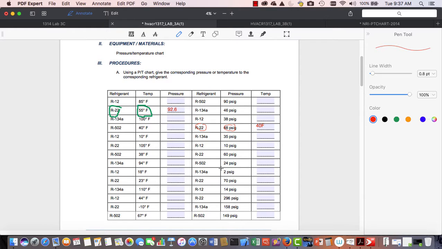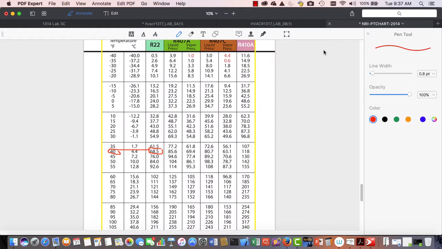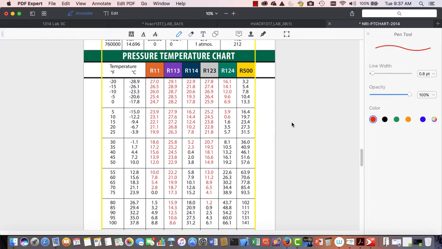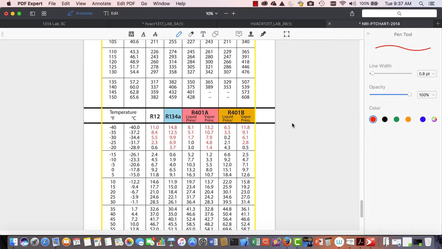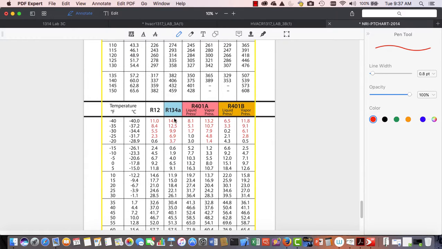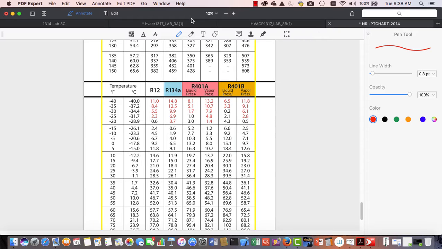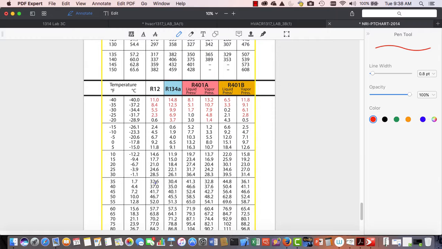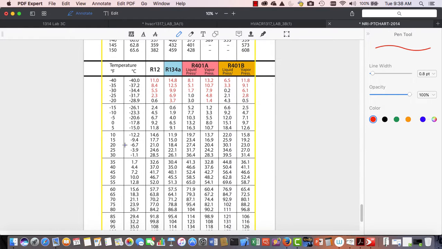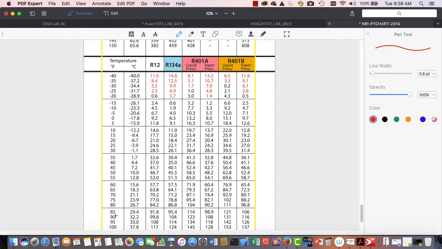So we can do this with any one of our combinations. So again, let's take a look at R134A at 94. So come back over to my temperature pressure chart. Let's find R134A. There it is. It's the baby blue or sky blue color. So my temperature I'm looking for is 94 degrees. So we come down the left-hand column. Now we don't have 94, but it's very close to 95.